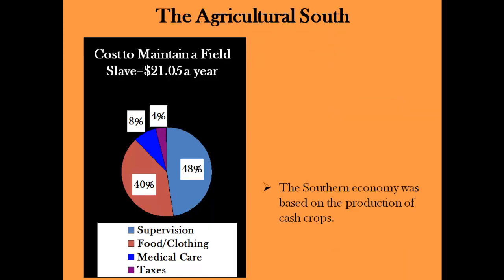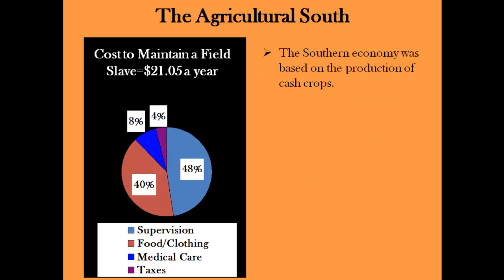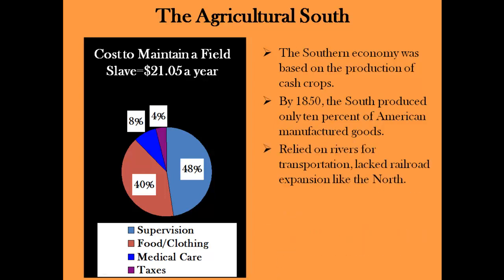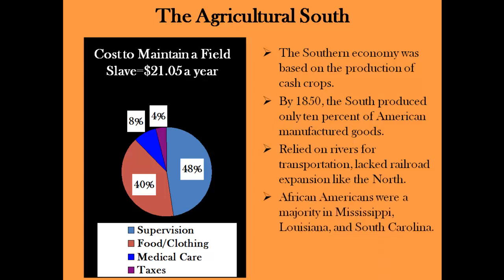As we know, the Southern economy was based on the cultivation of cash crops. The South only produced 10% of American manufactured goods by 1850. This is something that will be a major problem for the South when we reach the Civil War. The South also lacked the railroads of the North and depended on rivers for transportation. In 3 southern states, African Americans made up a majority of the population, showing how important slaves were in the South. And by the 19th century, cotton was king in southern plantations.